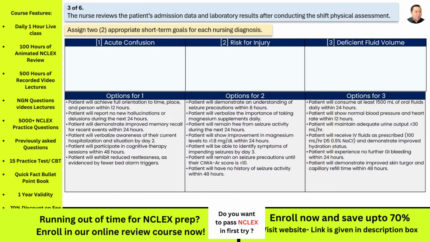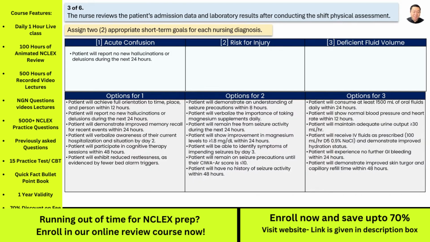Now, for this acute confusion, you should be selecting patient will report no new hallucinations or delusions during the next 24 hours. This goal addresses the acute confusion and hallucinations associated with alcohol withdrawal, which are common symptoms, and monitoring and preventing the emergence of new hallucinations or delusions is also critical to manage acute confusion and to prevent the progression of delirium tremens.